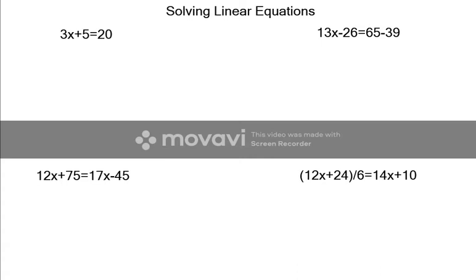Alright, so let's go ahead and solve the first question, which is 3x plus 5 equals 20. This is an example of the single variable equation. This is probably one of the easiest types of questions that you'll be solving. So we have 3x plus 5 equals 20.